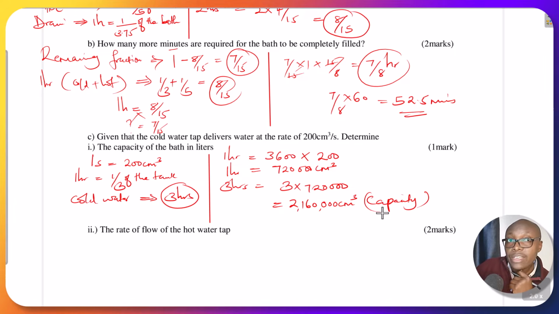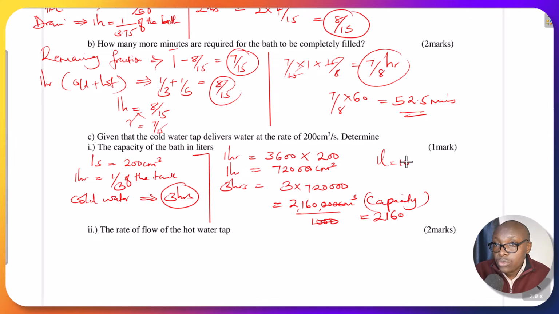Then part 2, the rate of flow of the hot water tap. And before we continue, we've not finished the first part, because we're supposed to give that one in liters. So for you to convert this to liters, you need to divide by 1,000. So this will give 2160. Why are we dividing this? Because 1 liter is equivalent to 1,000 centimeters cubed. So this will give 2160 liters as the capacity.